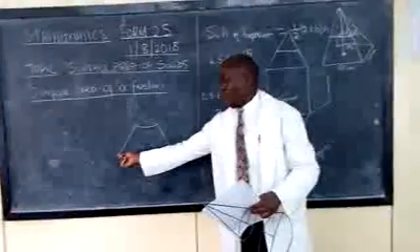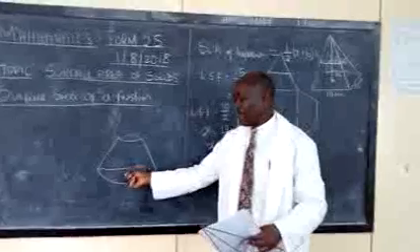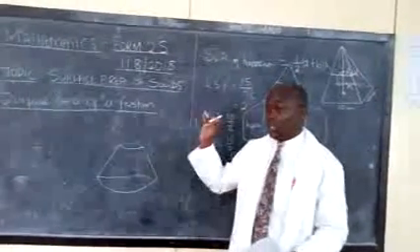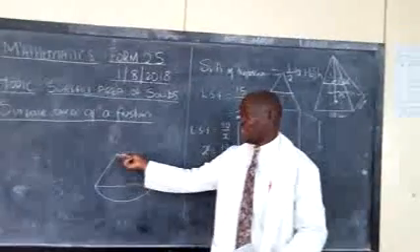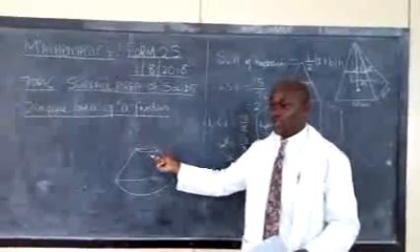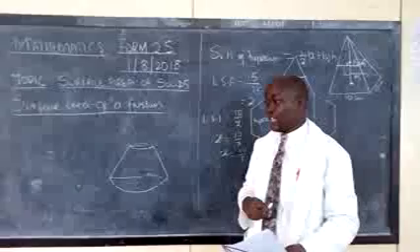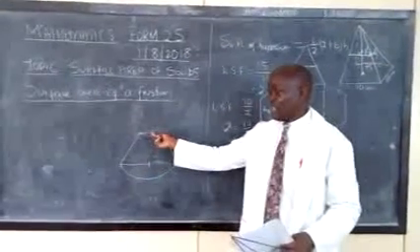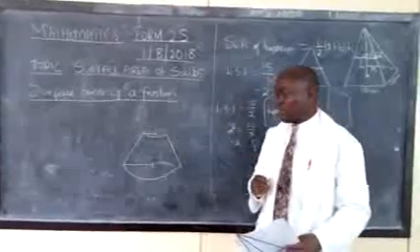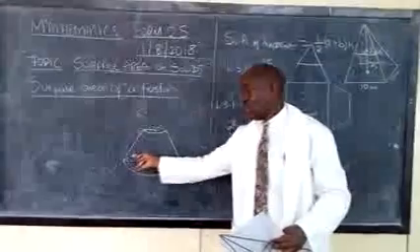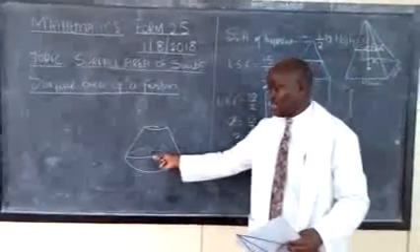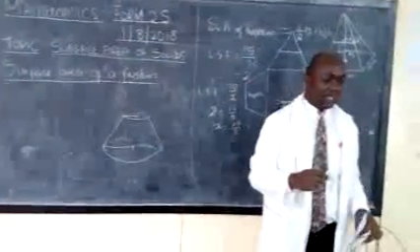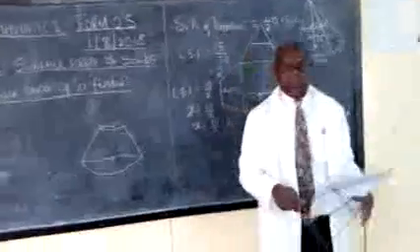And at times you'll be given the radius of the whole cone, and then you're also given the radius of the small cone. Sometimes, I've not said all the time, you'll just be given one of them, and then you will determine the other one, so that you can be able to get the surface area. Now, surface area, who can remind us what we said about surface area of a cone?